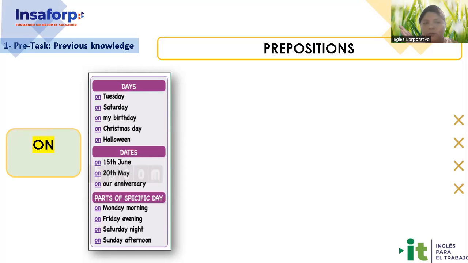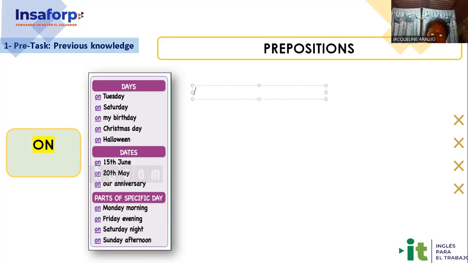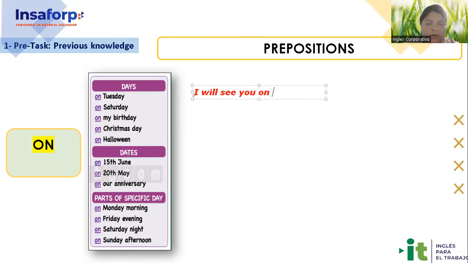Entonces el on lo vamos utilizando además de días de la semana con fechas o días especiales, celebraciones especiales. Por ejemplo, ¿cuáles son algunas celebraciones que nosotros hacemos acá en El Salvador? Las fiestas patrias. Labor Day. I will see you on, look at this, te veré, ¿cuándo te veré? On Mother's Day. So that's too bad, right? Okay, that's it. I'll see you on Mother's Day.